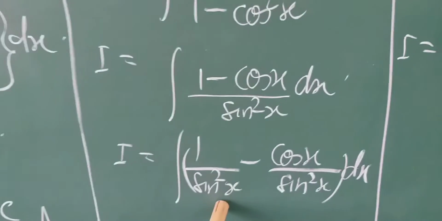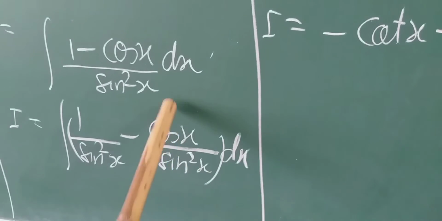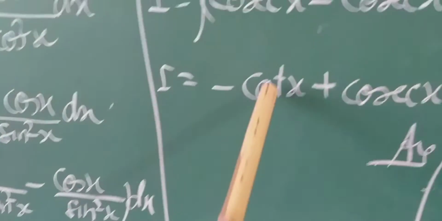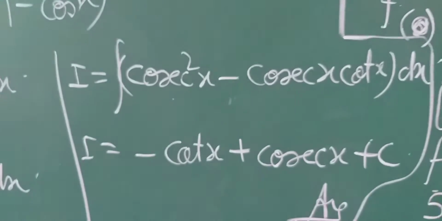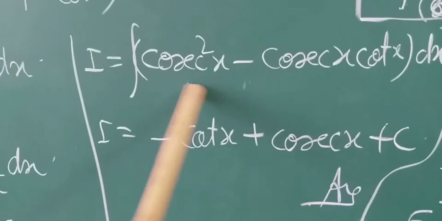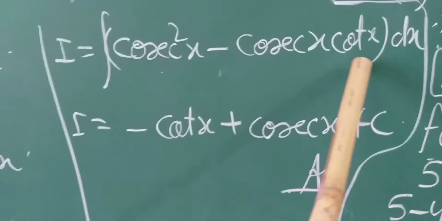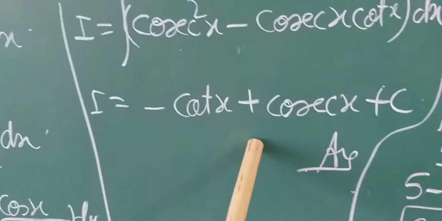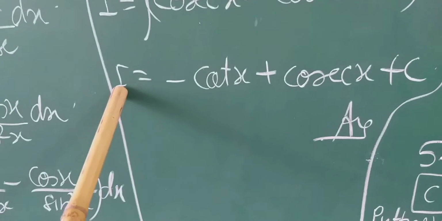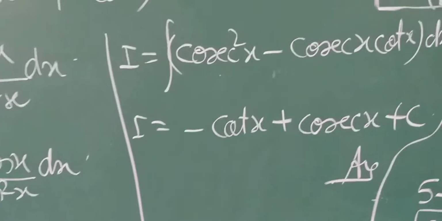So 1 upon sin square x is cosec square x. Cos upon sin is cot, or 1 upon sin is cosec. So cosec square x minus cosec x cot x dx. The integral of cosec square x is minus cot x, and the integral of cosec x cot x is minus cosec x. So minus minus cosec x, this minus becomes plus. So its integration is minus cot x plus cosec x plus c.